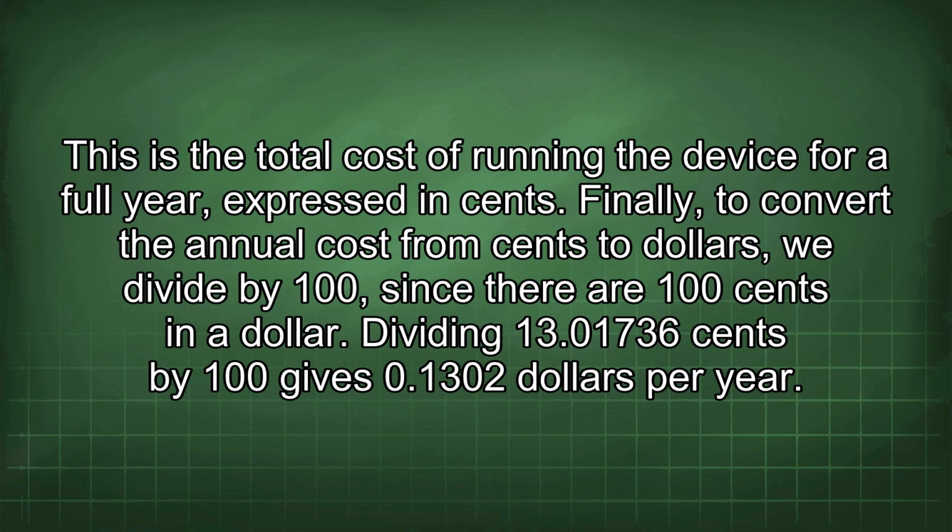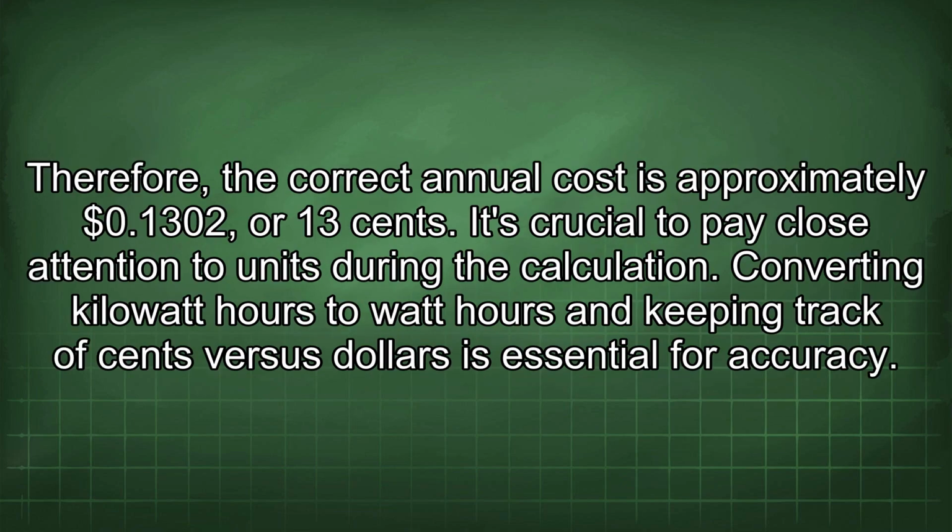Finally, to convert the annual cost from cents to dollars, we divide by 100, since there are 100 cents in a dollar. Dividing 13.1736 cents by 100 gives $0.1302 per year. Therefore, the correct annual cost is approximately 13 cents. It's crucial to pay close attention to units during the calculation. Converting kilowatt-hours to watt-hours and keeping track of cents versus dollars is essential for accuracy.